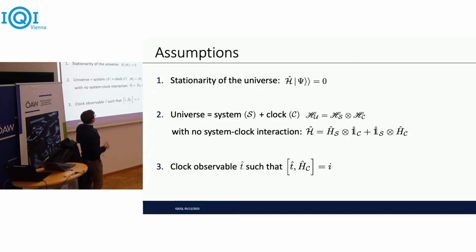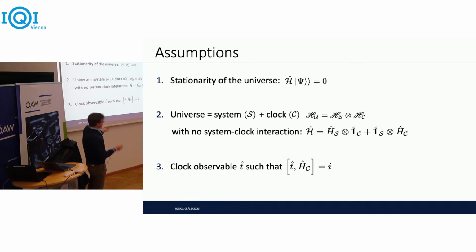OK, so we have curly H, the Hamiltonian of the universe, and the state of the universe is an eigenstate of the Hamiltonian of the universe. So effectively we have removed the usual time evolution, because this is a stationary state. Overall, there's no time evolution at the level of the universe. And now the problem is, how do we recover the usual time evolution that we are familiar with?